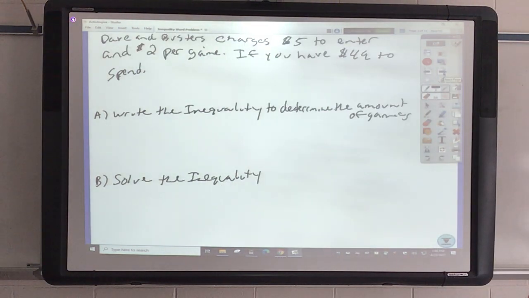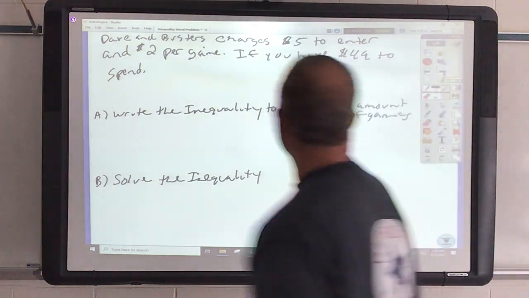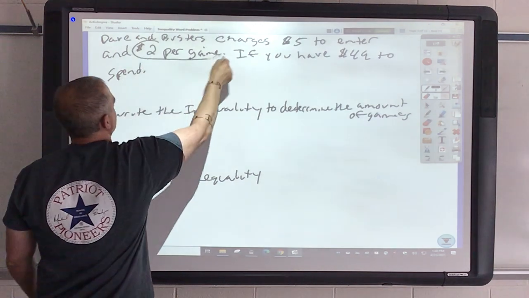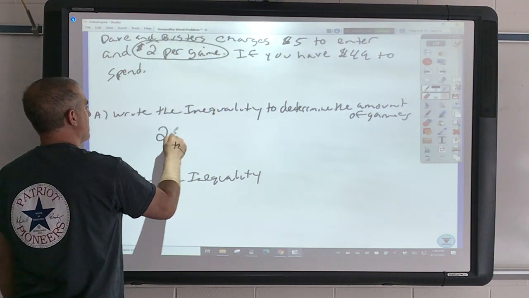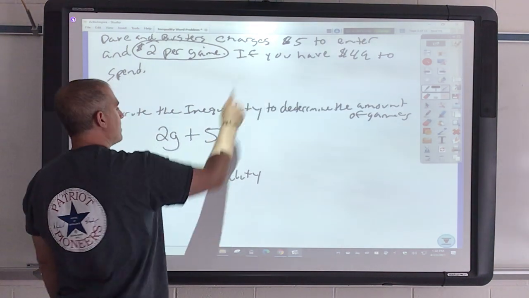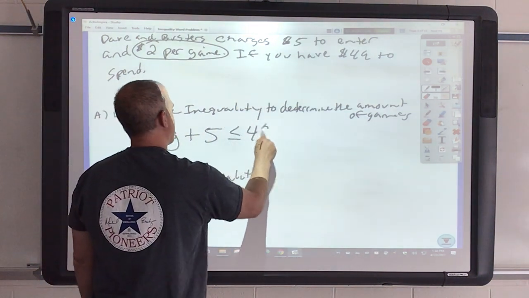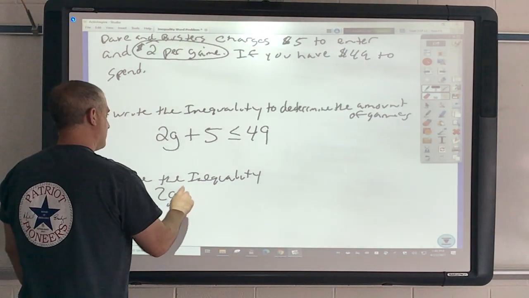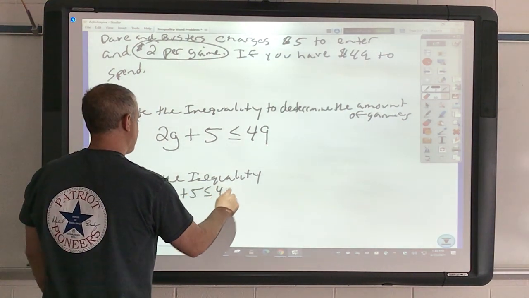It says Dave & Buster's charges $5 to enter and $2 per game. If you have $49 to spend, write an inequality. So the $2 per game, so 2G, they charge $5 to get in, and you have $49 to spend. Once again, same deal, it's got to be less than or equal to. So I go ahead and I solve that.